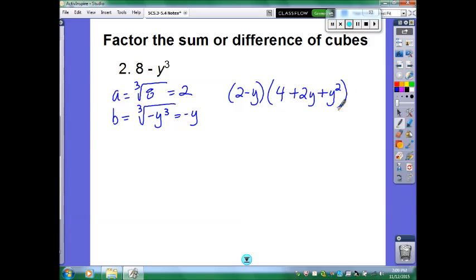And leave them in this order, okay? If the problem starts out with the constant first, leave the constant first in your answer. Otherwise, you're going to have to factor in a negative. So, like I said, leave it alone.